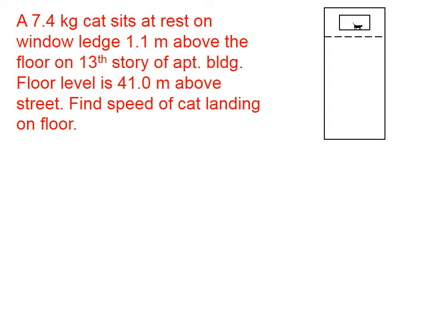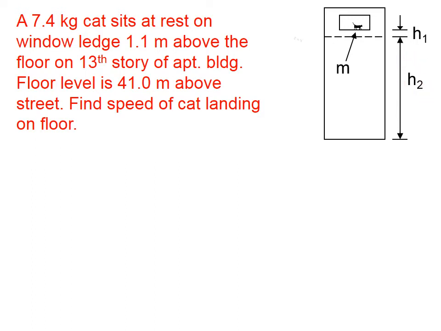We have a cat that sits at rest on a window ledge in an apartment building 1.1 meters above the floor on the 13th story. The floor level is 41 meters above the street. There's our cat. The cat is a certain distance above the 13th floor. I've represented that by H1. The floor is 41 meters above the street. I've put that dimension line in here. There's the street, and all the way up to the 13th floor, that's height H2, which would be 41 meters.